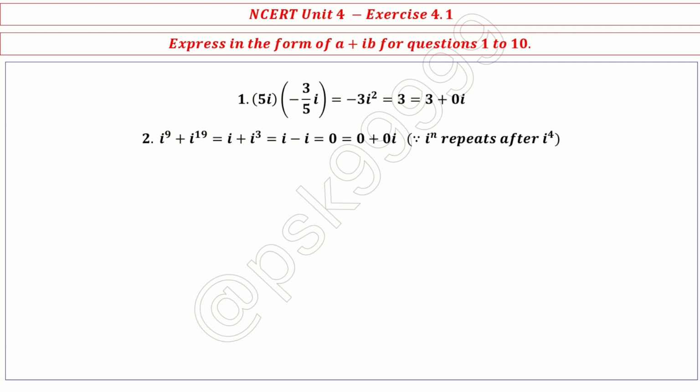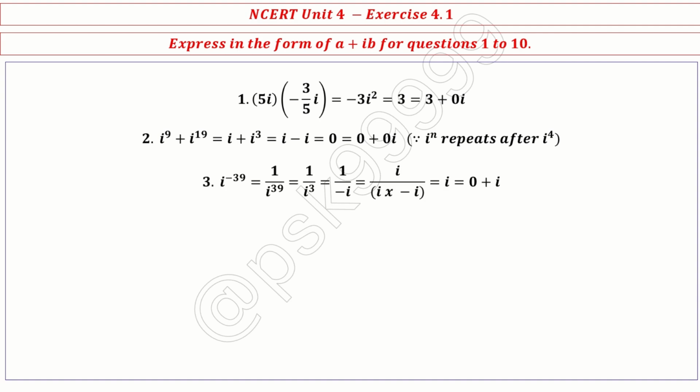Another type is i to the power of 9 plus i to the power of 19. We know that i to the power of n repeats after 4 cycles, right? Which means we have to do n mod 4. So i to the power of 9 becomes i to the power of 1, and i to the power of 19 is the same as i to the power of 3. So i plus i to the power of 3 is nothing but minus i. So we'll get 0, 0 plus 0i.